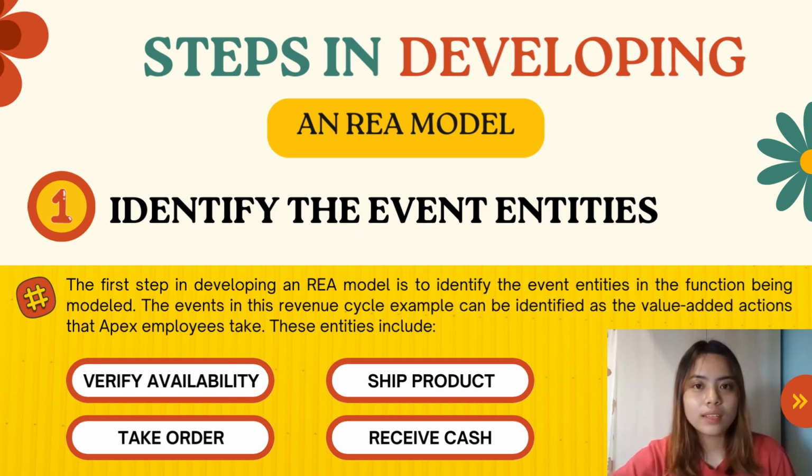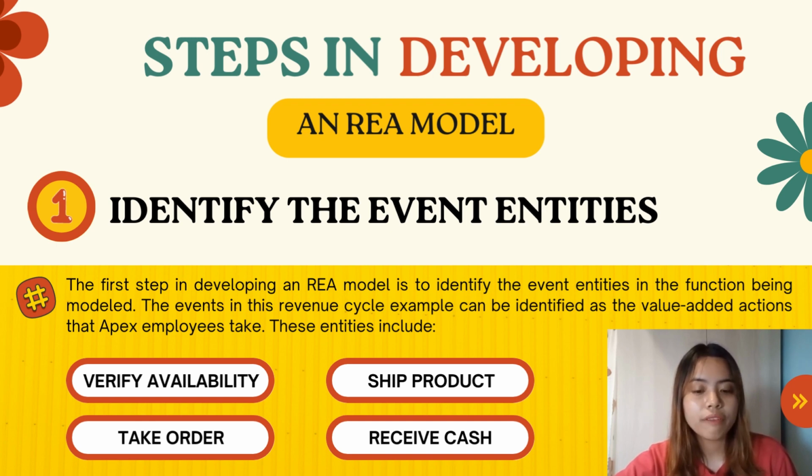The step 1 is all about identifying event entities. The initial step in creating an REA model is to pinpoint event entities within the business function being modeled. In the case of the revenue cycle at Apex, the following event entities were identified.